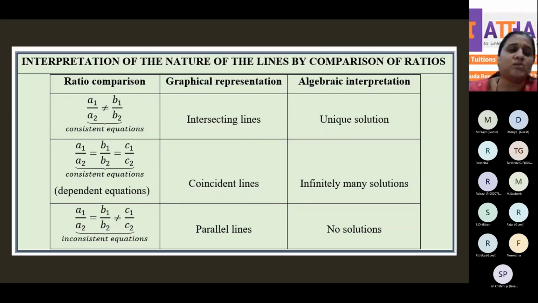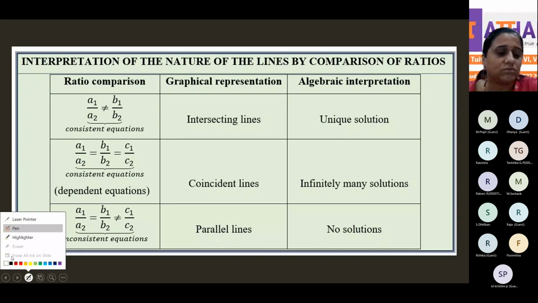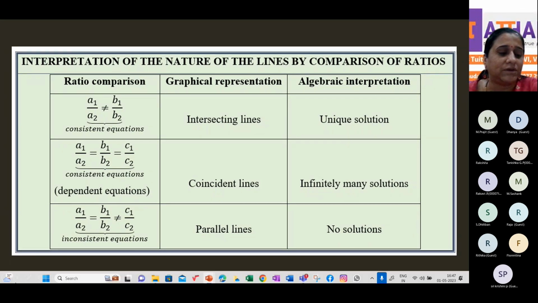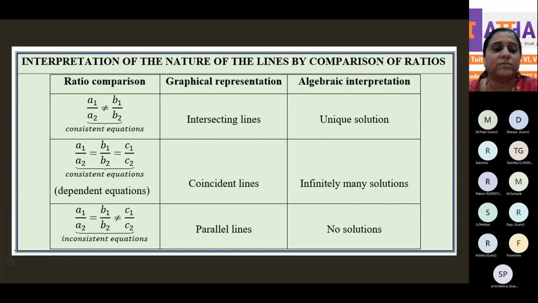So when A1 by A2 is not equal to B1 by B2, that means they have a unique solution. They have a unique solution, so consistent equations. That means they have one solution. When all the three ratios are equal, they have infinitely many solutions. That also means consistent equations.